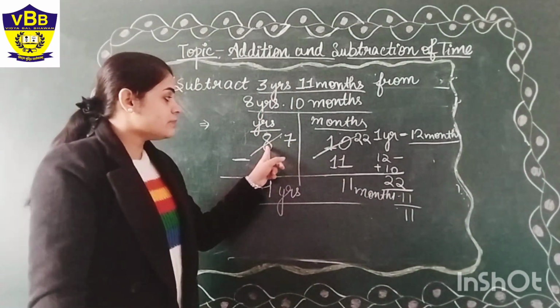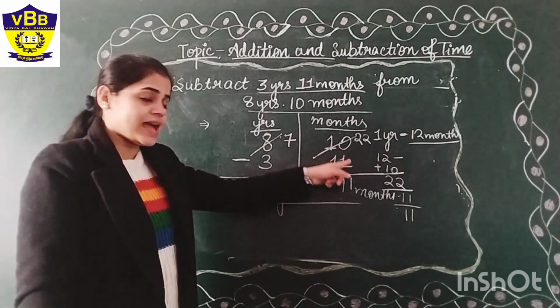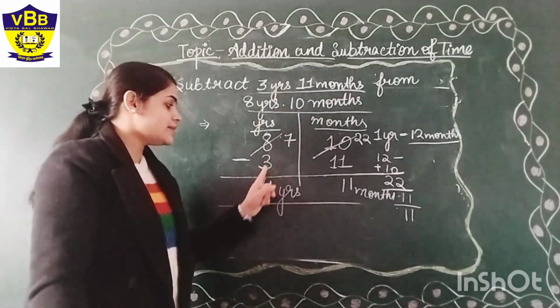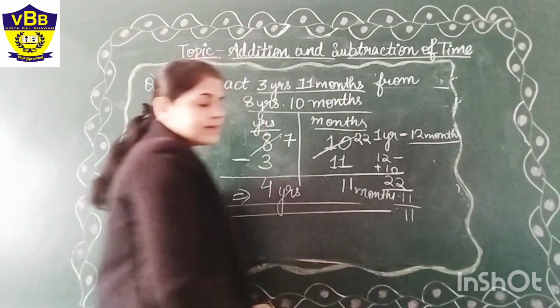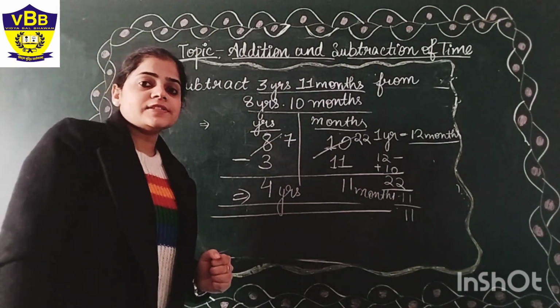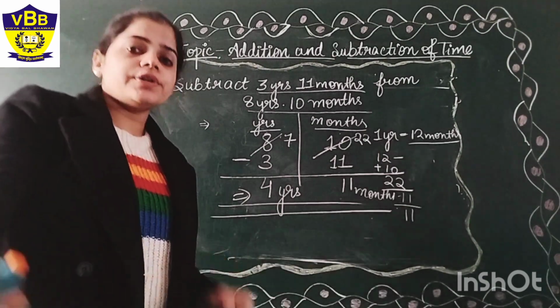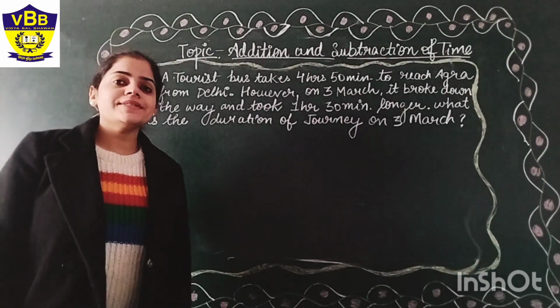And this will be reduced to 1 since 1 is carried forward. So it will become 7 minus 3, 4 years. So my final answer will be 4 years, 11 months. Do you get this point? Very good. Let us do one story sum.